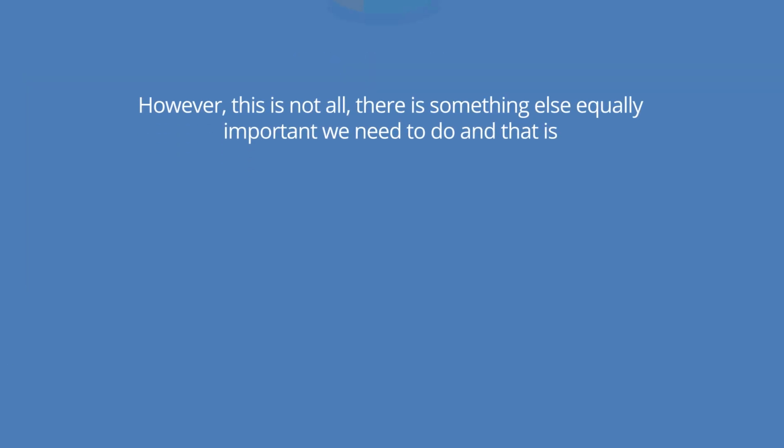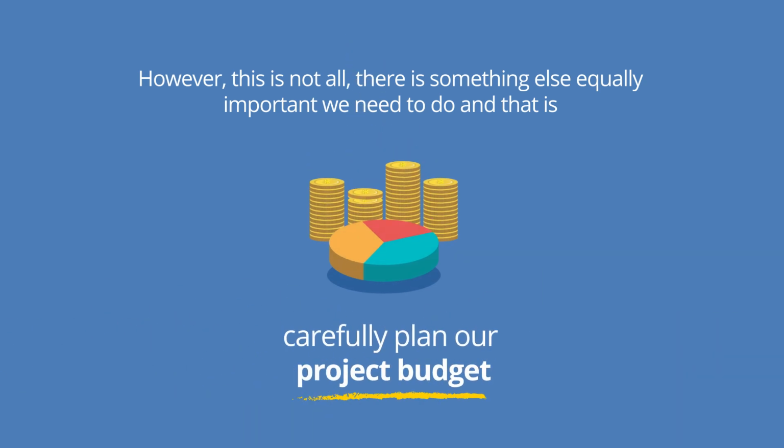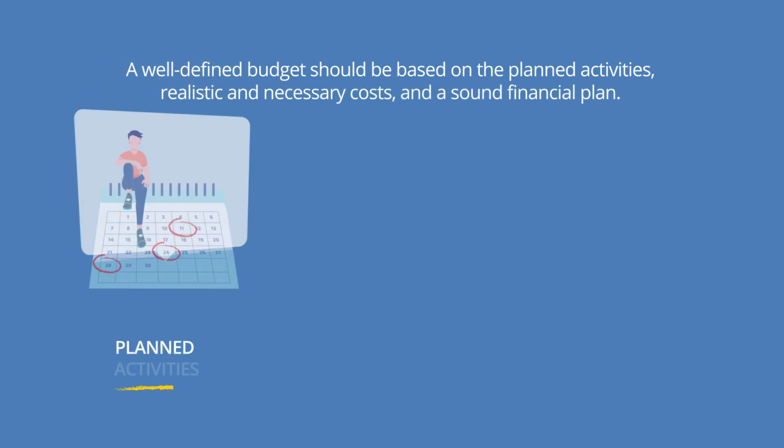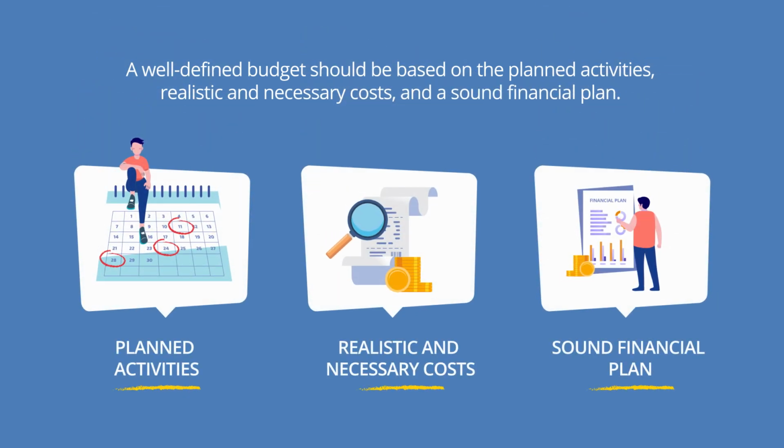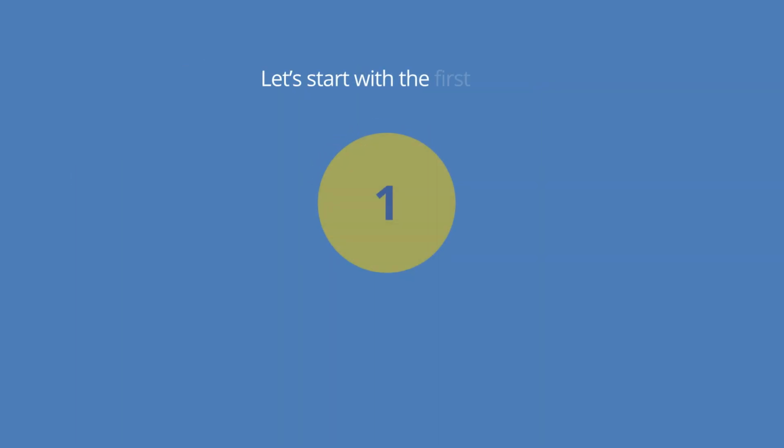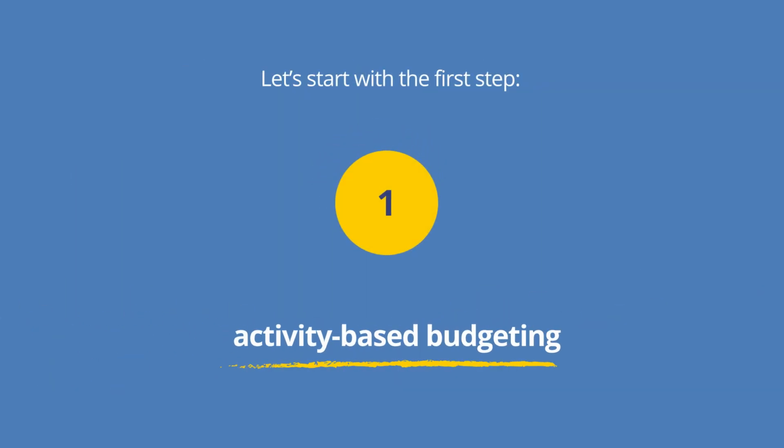However, this is not all. There is something else equally important we need to do, and that is carefully plan our project budget. A well-defined budget should be based on the planned activities, realistic and necessary costs, and a sound financial plan. Let's start with the first step, activity-based budgeting.